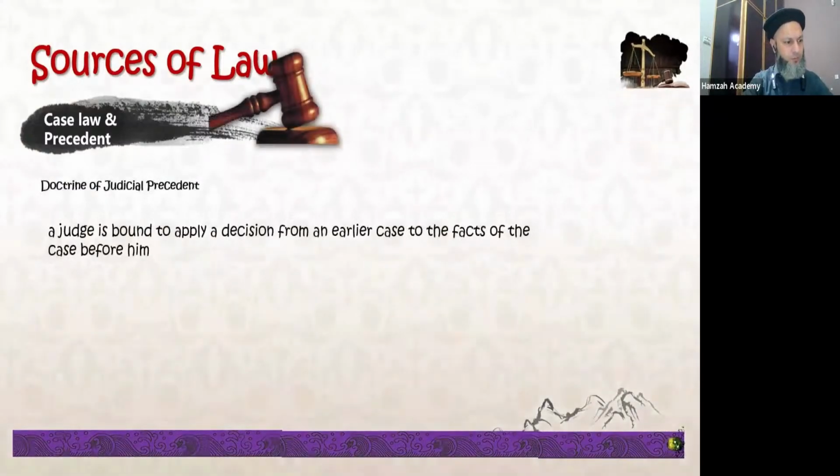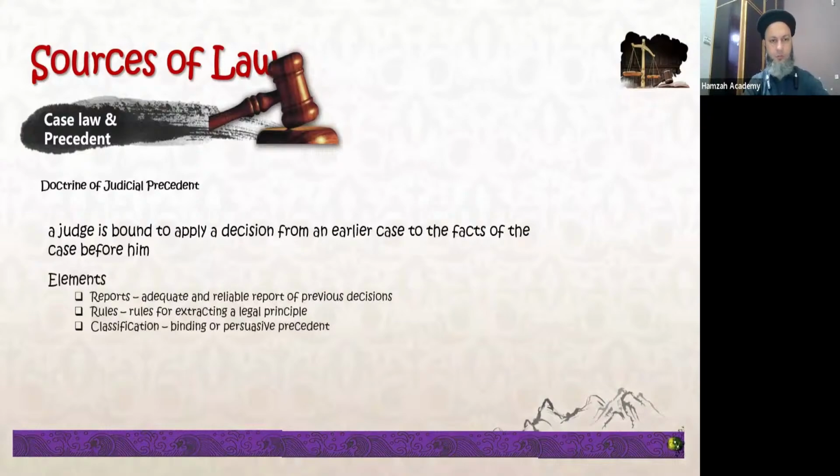Now, where does this precedent come from? It is from the different adequate and reliable reports of previous decisions. Judges can find these out themselves through their clerks and office. Sometimes the lawyers also present the previous cases as a precedent. Then there are certain rules for extracting the legal principle and the classification. Some precedents are binding, some are persuasive.